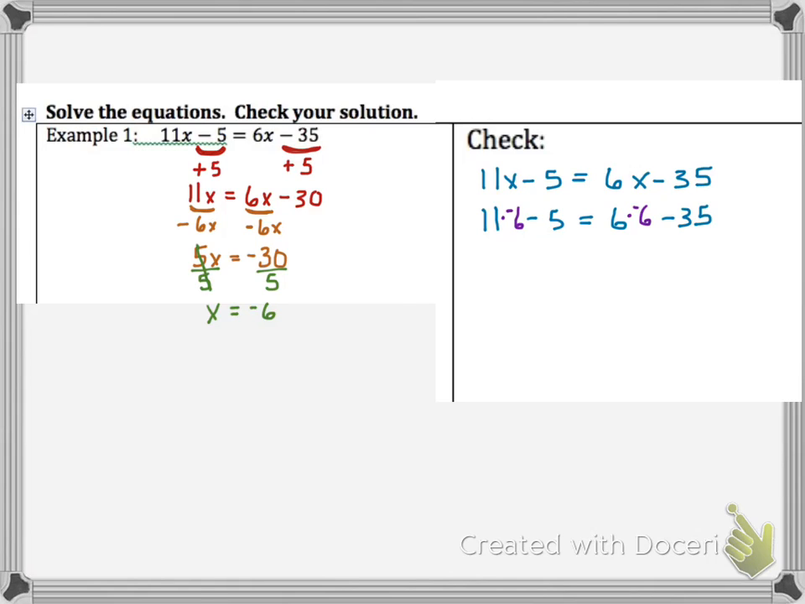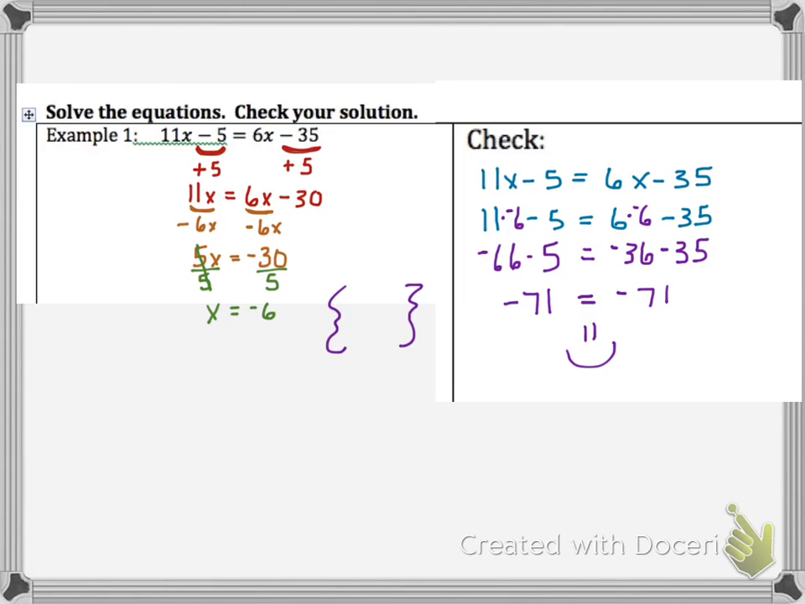Order of operations on the left-hand side would be to multiply. And I end up with -71 there. And order of operations on the right, again, to multiply before I subtract. And I also end up with -71. When you have a match, that's great, because that means that you've found the right solution. So you can go back over to the other side and put your solution in set brackets.